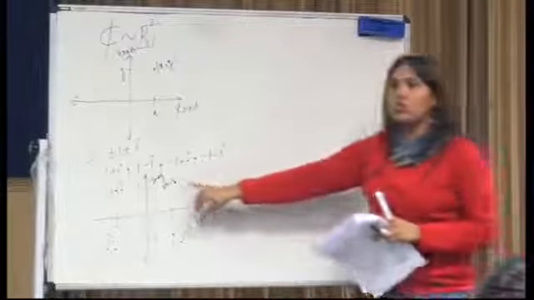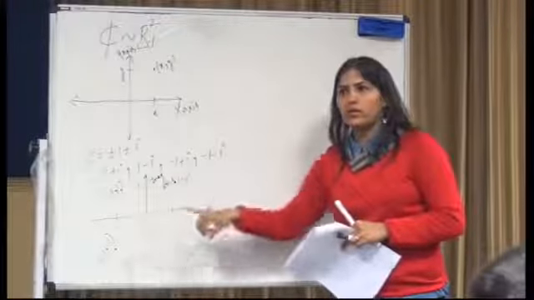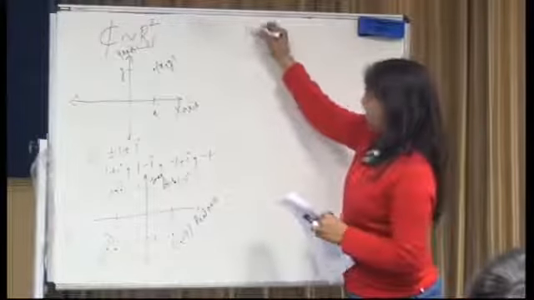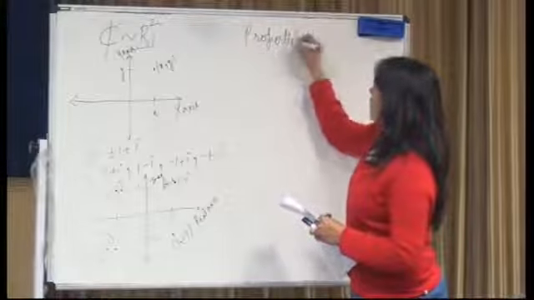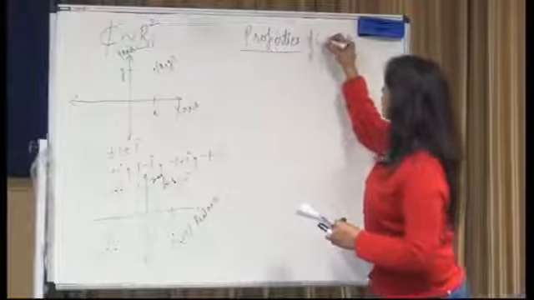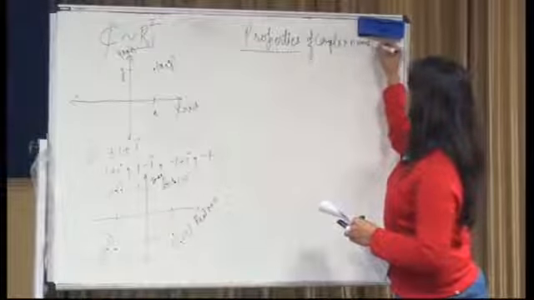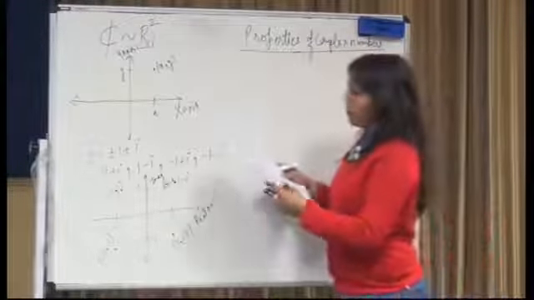Okay, now you got to know how we draw the points: first quadrant, second quadrant, third quadrant, fourth quadrant. So next thing is, first we learn the properties of complex numbers. Just write down a few very important properties.